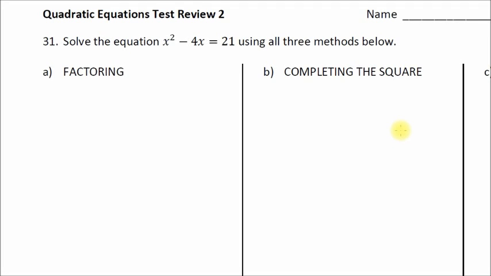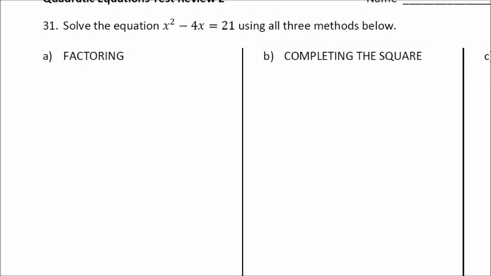We have made it to question number 31, which is the first question on our second review sheet for the quadratic equations test. Here is our practicing of the three methods of solving a quadratic equation in standard form. Solve the equation x squared minus 4x equals 21 using all three methods below.